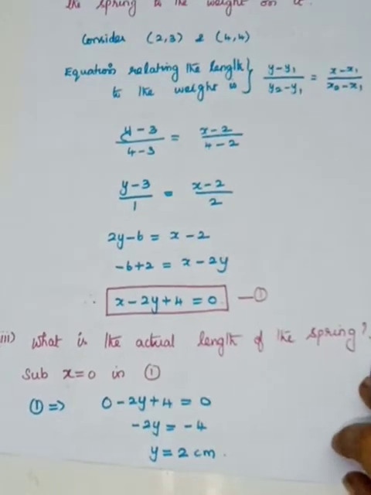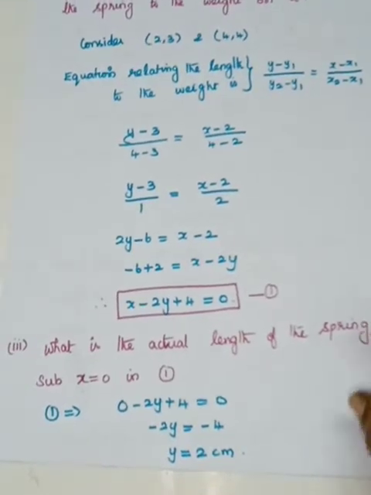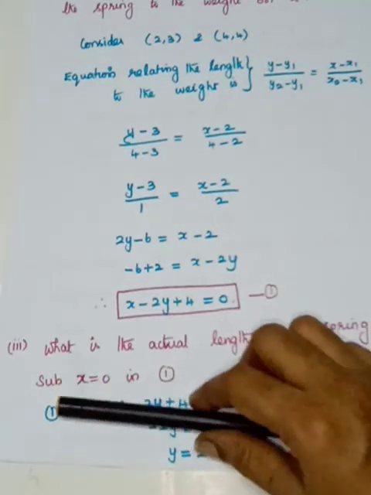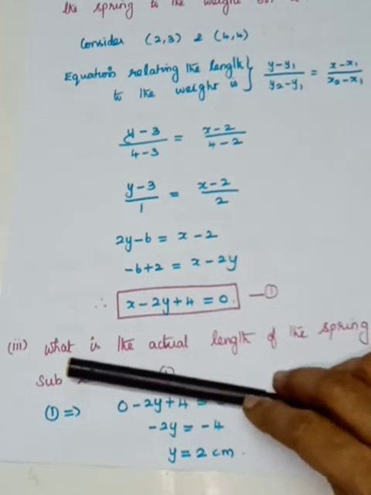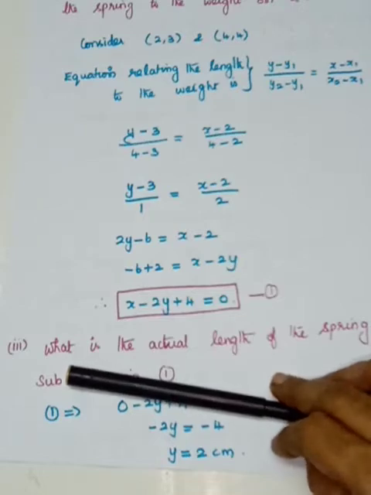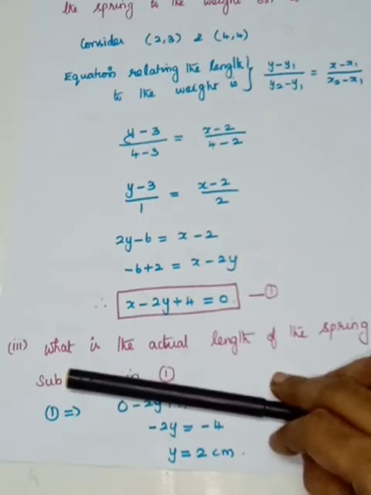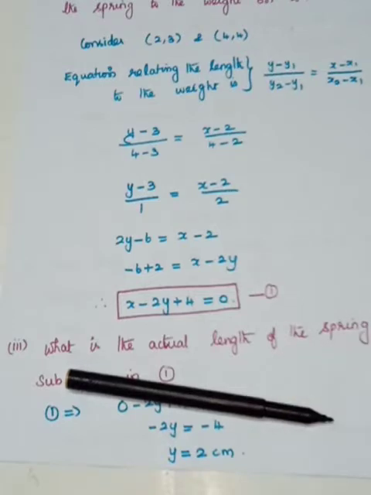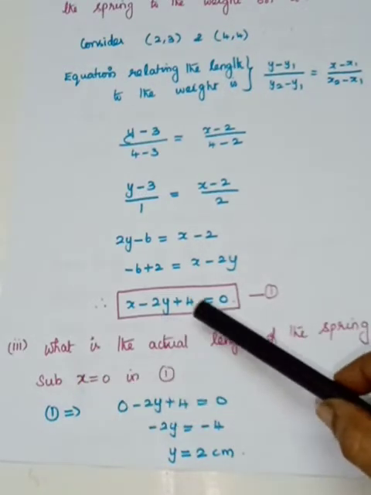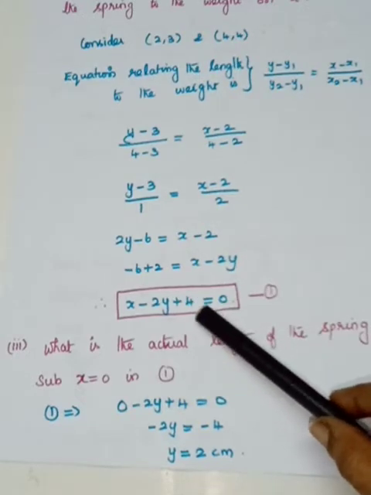Okay. So coming to the third subdivision, what is asked? What is the actual length of the spring? See, that actual length, when can we find it? When no weight is attached. So the weight is 0 only. We can measure the actual length of the spring. Weight, what have we taken? X. So when x is equal to 0, if we substitute, you can get the actual length of the spring.